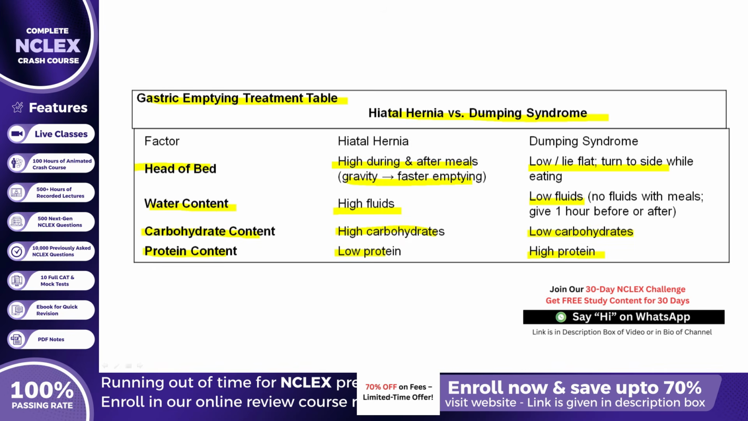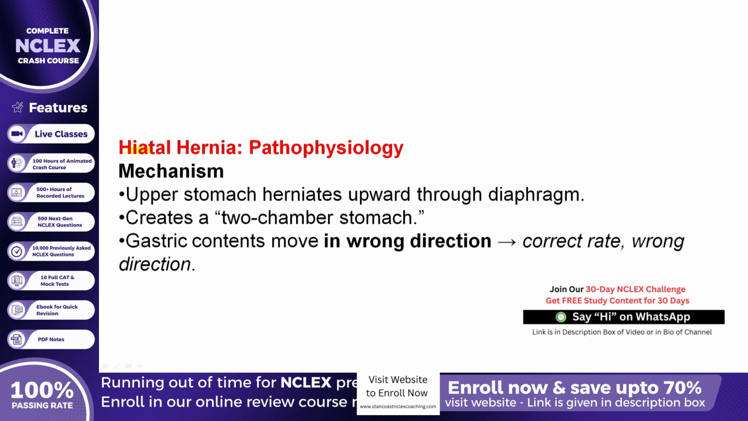Now moving into the pathophysiology of a hiatal hernia, the key mechanism is that the upper stomach herniates upward through the diaphragm. As a result of this shift, it creates what we describe as a two-chamber stomach. Because of this abnormal structure, gastric contents begin to move in the wrong direction, meaning the rate is correct, but the direction is not.